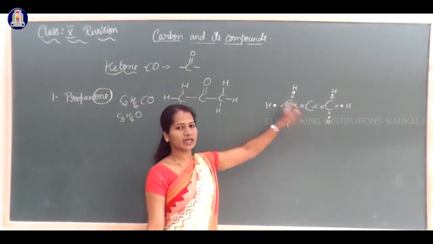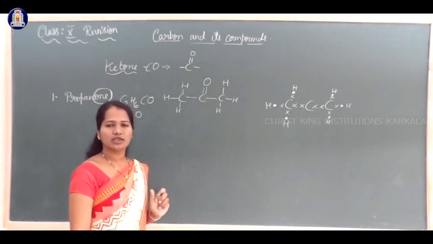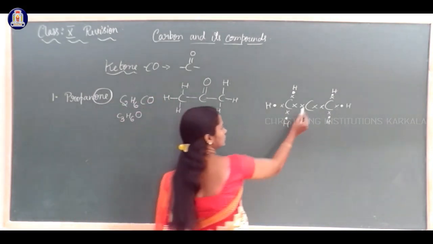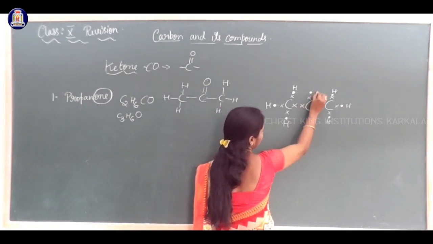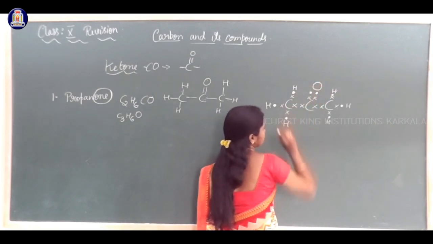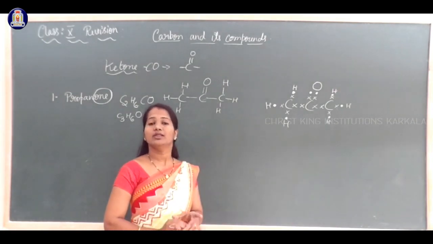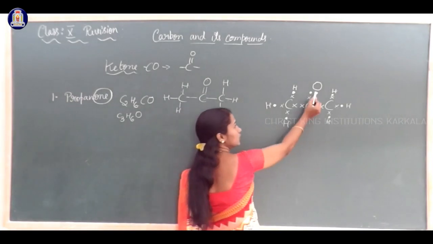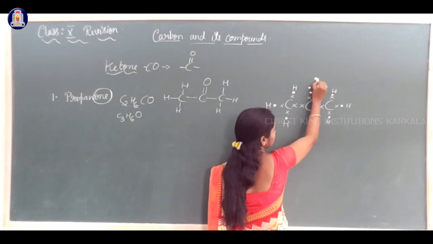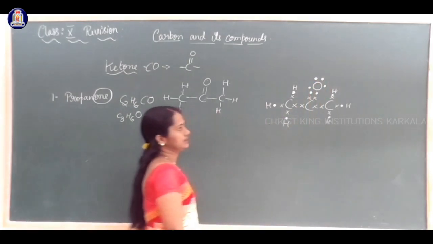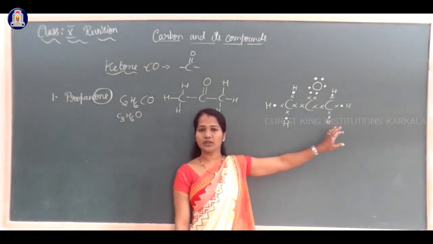Now come to the middle carbon atom. You can see here a double bond with the oxygen. A double bond means sharing of 2 pairs of electrons: 2 electrons belong to carbon, 2 electrons belong to oxygen. Now, what is the valence electron? How many electrons are present in the outermost shell of oxygen? There are 6 electrons. Out of 6, 2 already I wrote, 3, 4, 5, 6. This is the electron dot structure of propanone.